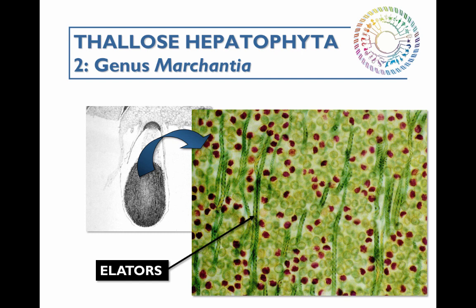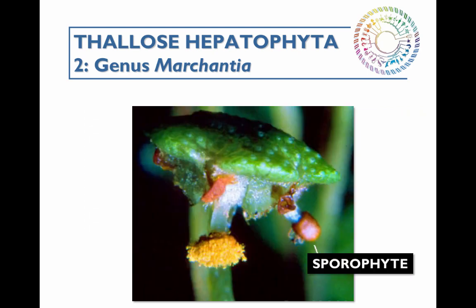As these elaters dry out, they will suddenly change shape, and this will have the impact of pushing the spores apart and even throwing them out from the sporangium.